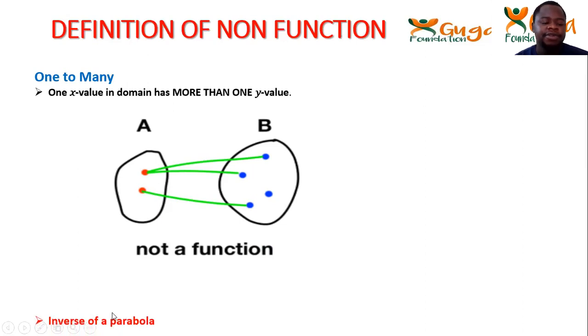So for example, you've got the inverse of a parabolic function. The inverse of a parabolic function is not a function. But we'll talk about it in part two of this video, whereby we try to make the inverse of a parabolic function a function. We have to restrict the domain. That's why we restrict the x values.